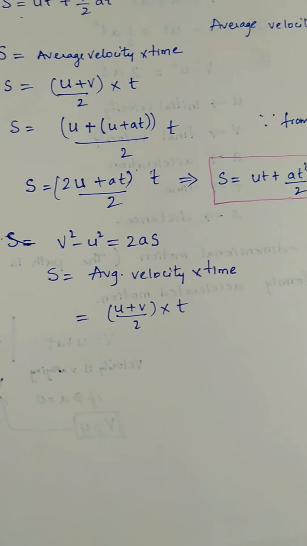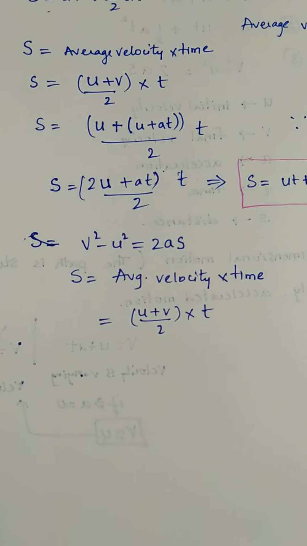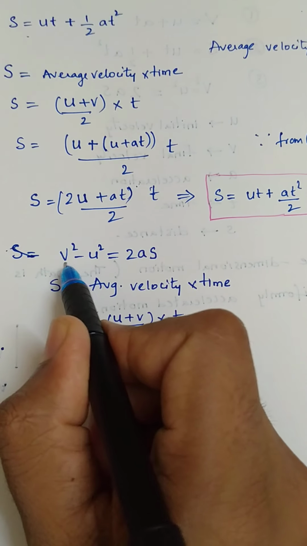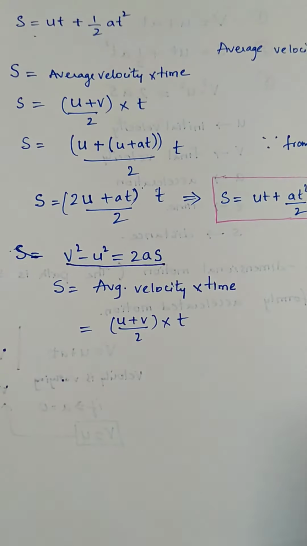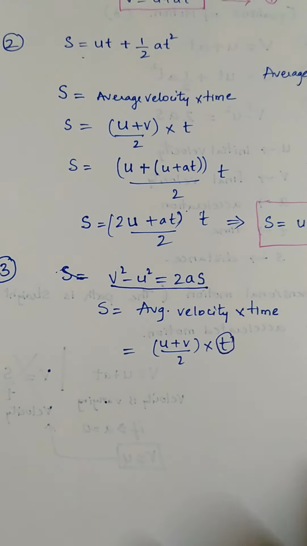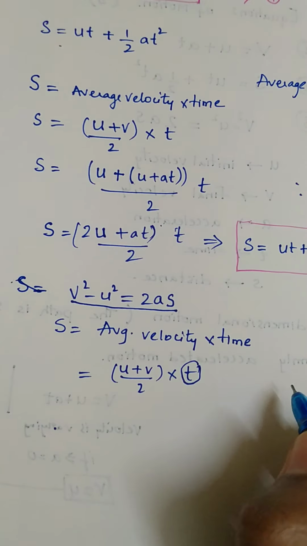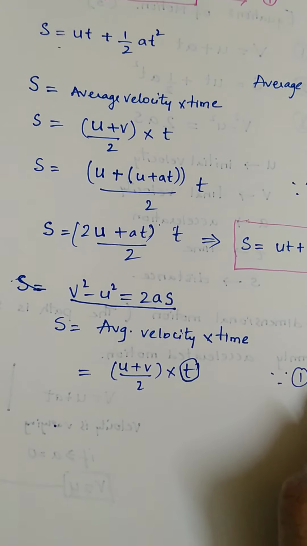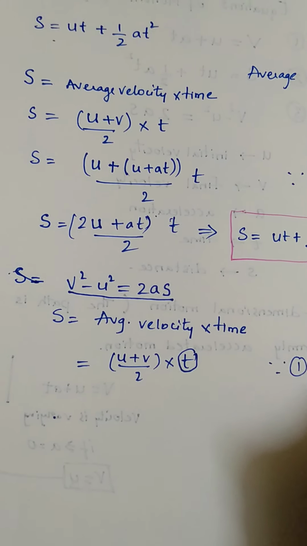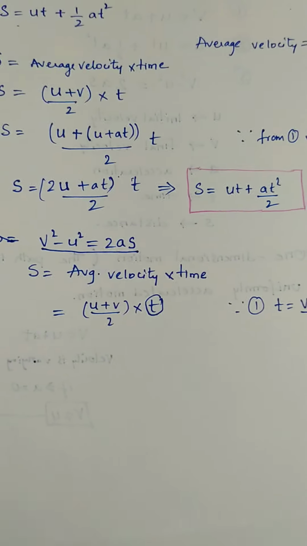Now how do I come with this equation? Very simple. If you look at this equation, v square minus u square equal to 2as, there is no t here. So that means I'm going to replace t. So how do I do it? From the first equation, I get t equal to (v minus u) by a. So this is what I'm going to use, right?